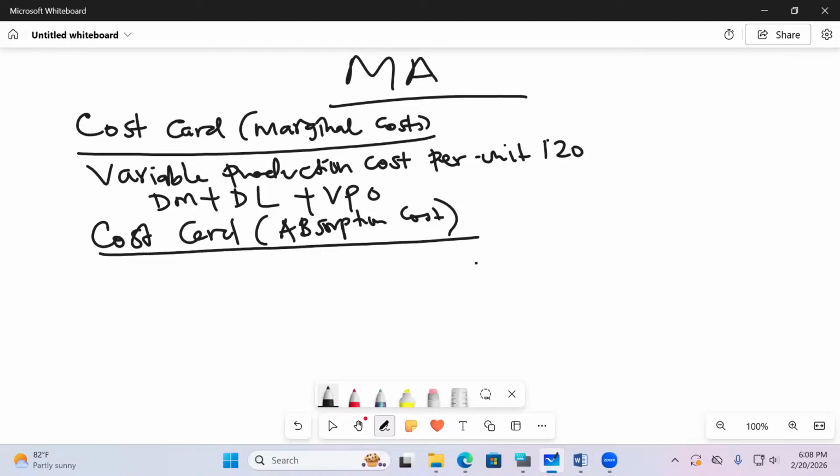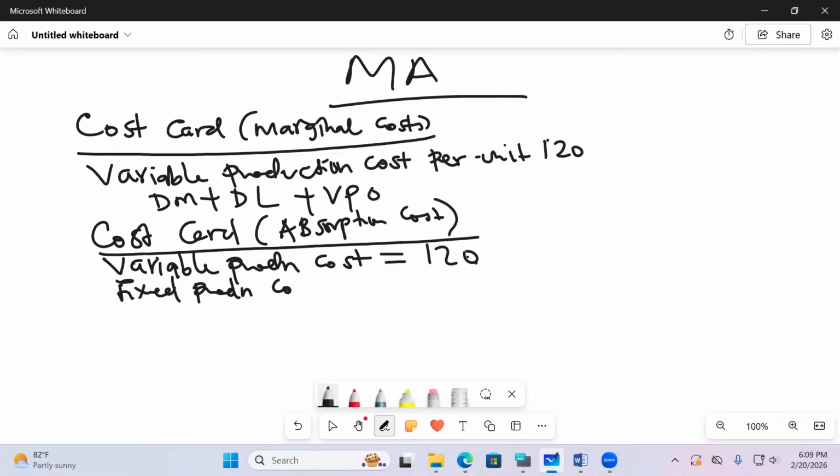The fixed production cost. So we start with the variable production cost. So we write here variable production cost. How much do we have here? This has already been given to us as what here, somebody? 120.